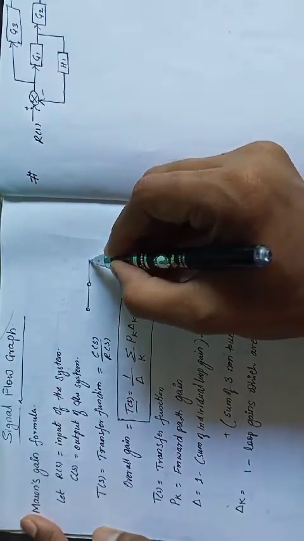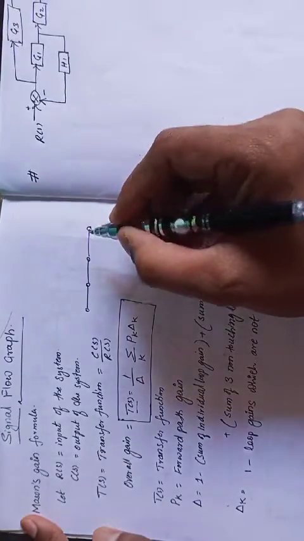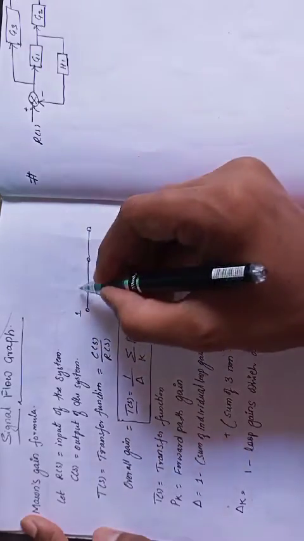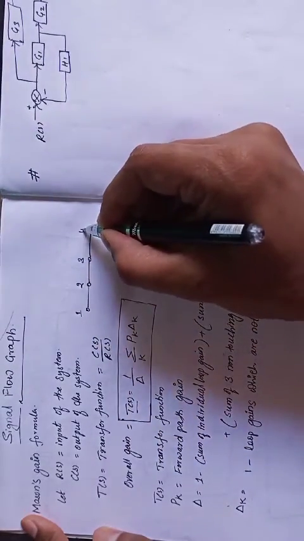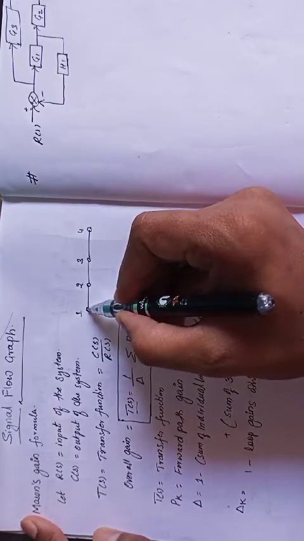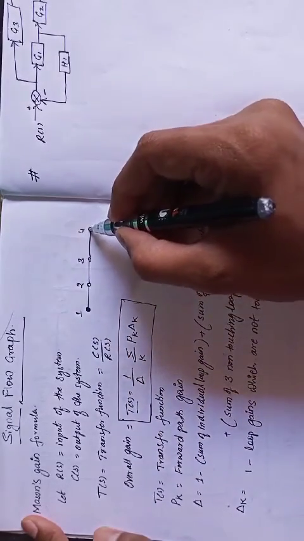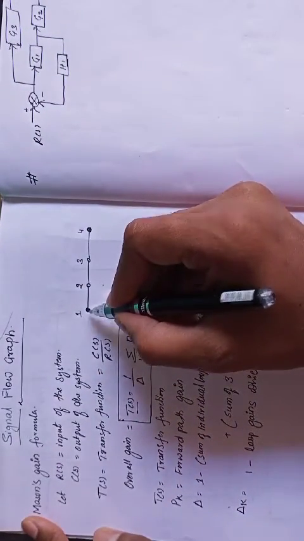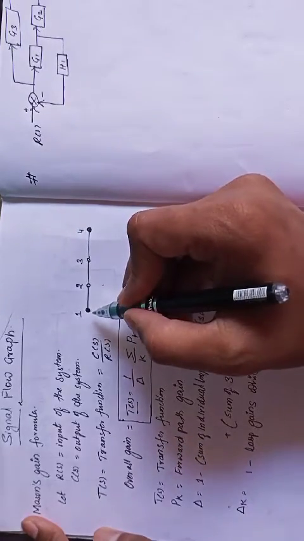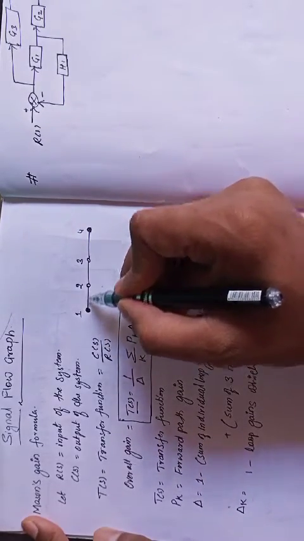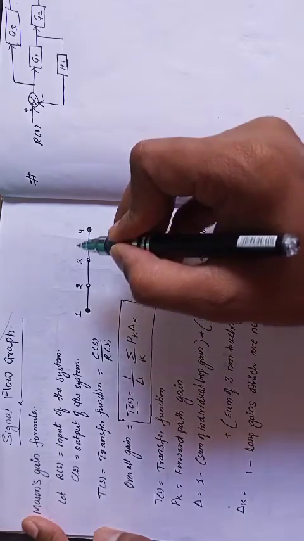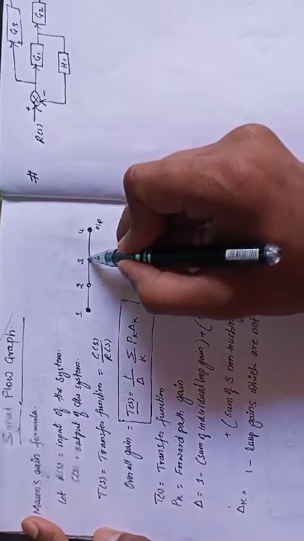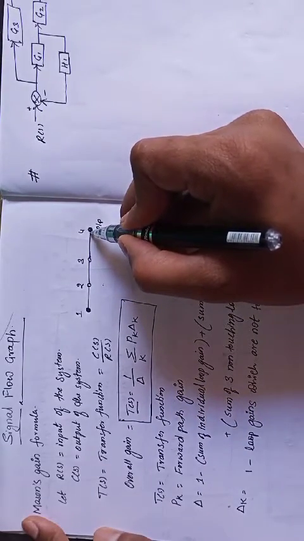In constructing any signal flow graph, we have a number of nodes. If I label them 1, 2, 3, 4, then node 1 is the input node and node 4 is the output node. The definition of an input node is that it has only outgoing branches, while an output node has only incoming branches.